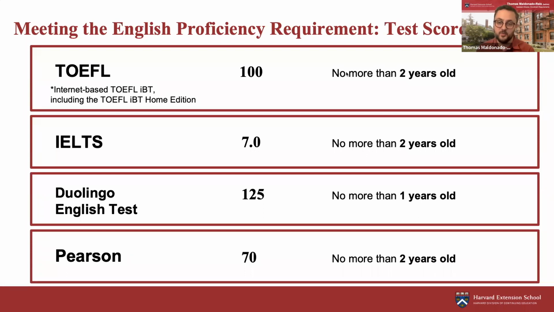So if you're a student who doesn't have a satisfactory transcript and you don't yet have a valid qualifying test score, you will have to take one of these tests and submit a qualifying score to us before you'll be able to register in an Extension School course or be able to take that critical reading and writing skills test, which we're going to talk about in a moment.